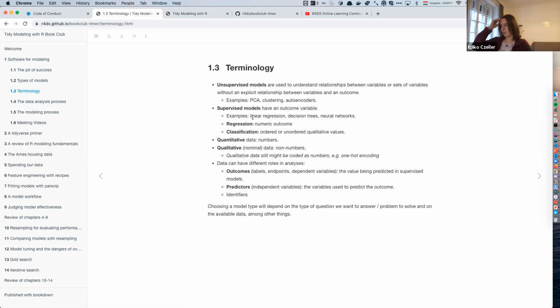Yes, so these are more general model-related definitions. We speak about unsupervised models when there's not an outcome variable, but rather we see some relationship, for example, principal component analysis for dimensionality reduction, and clustering, or autoencoders. I guess they are a type of neural network also for some kind of dimension reduction, although not in the same sense.